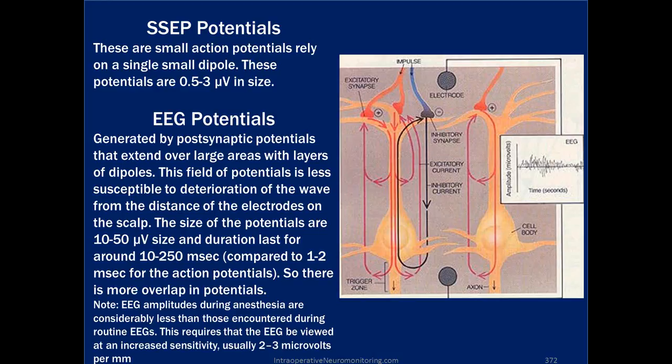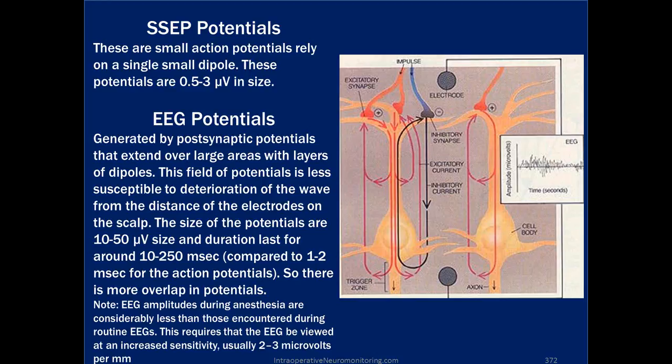SSEP potentials are small action potential relays that rely on single small dipoles. These potentials are 0.5 to 3 microvolts in size. EEG potentials are generated by postsynaptic potentials that extend over large areas with layers of dipoles. This field of potential is less susceptible to deterioration of the wave from the distance of the electrode on the scalp. The size of the potentials is 10 to 50 microvolts, and the duration lasts around 10 to 250 milliseconds, compared to 1 to 2 milliseconds for the action potentials. So there is more overlap in potentials.